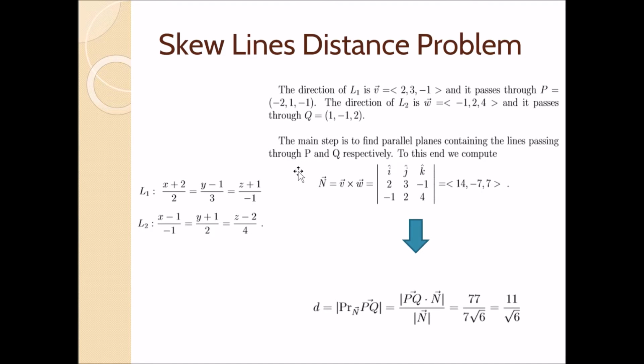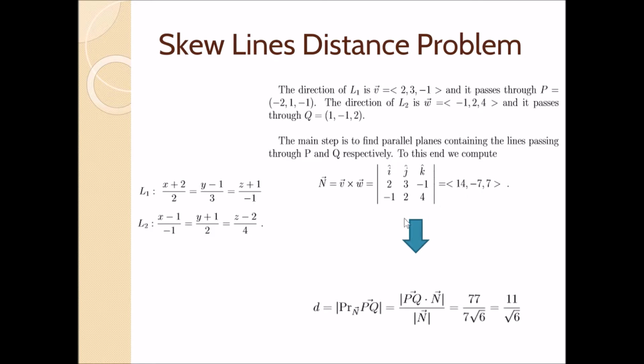It's important to note that the main step is to find parallel planes containing the lines passing through points P and Q respectively. To this end, we compute the normal vector as being the cross product between V and W. To find the cross product, like we talked about earlier, just plug it into the matrix form. You'll find that the normal vector will be 14, negative 7, and 7.